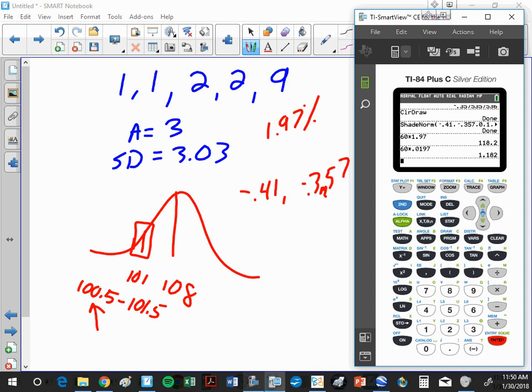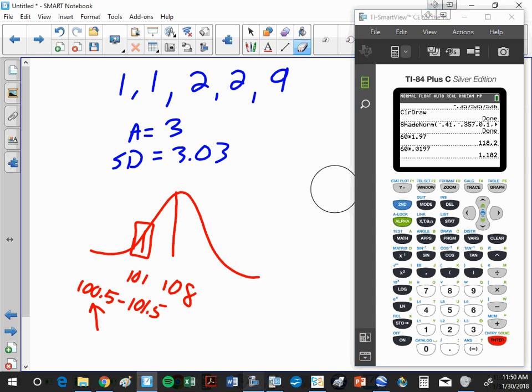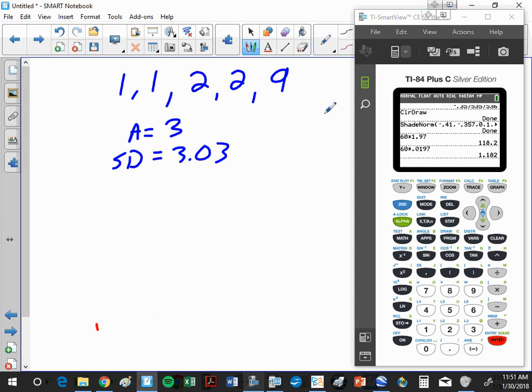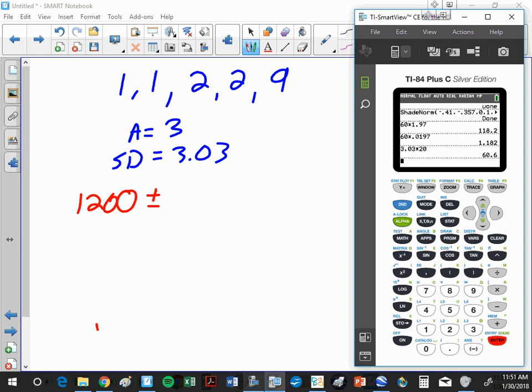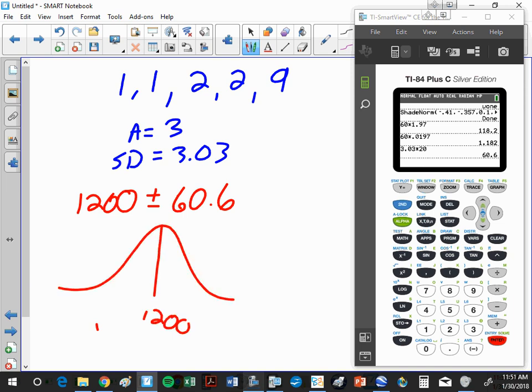Right. Okay, C. If 400 draws are made from the box, what is the chance that the sum is greater than 1145? So I need a new EV and a new SE. So 3 times 400 is 1200 plus or minus 3.03 times the square root of 400. We get 60.6. So draw. Right now we're drawing 400 times. So when I change the draws, both of those are going to get bigger.